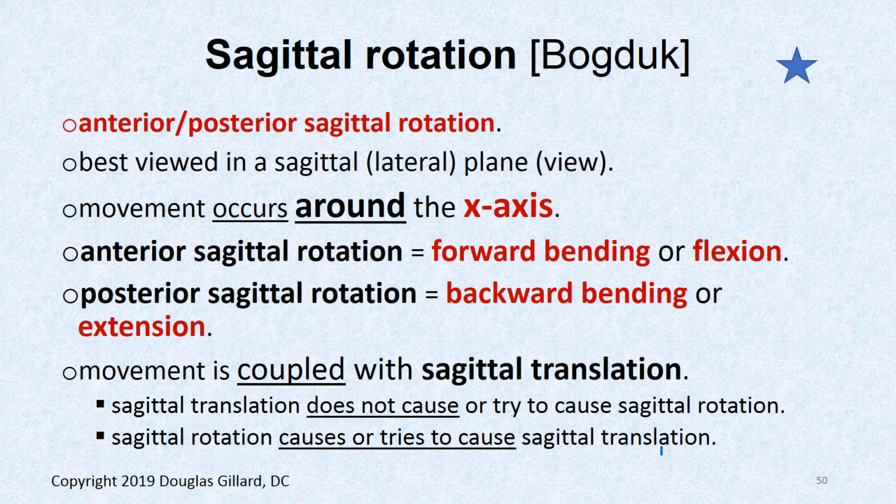Remember, we said the movement is coupled with sagittal translation. Sagittal rotation causes or tries to cause a sagittal translation of the superior member of the motion segment. Why do I say tries to cause? Because normally the posterior arch and facet joints will stop that translation. There will be no slip unless the posterior arch is broken or unless the facets are too sagittal in alignment, and you can slip with a degenerative spondylolisthesis.